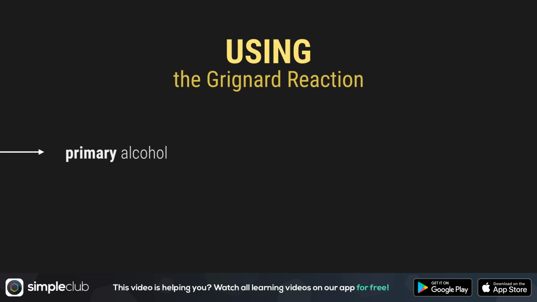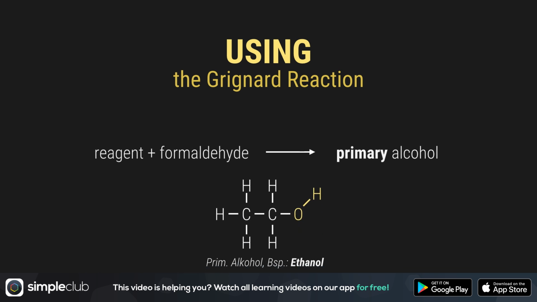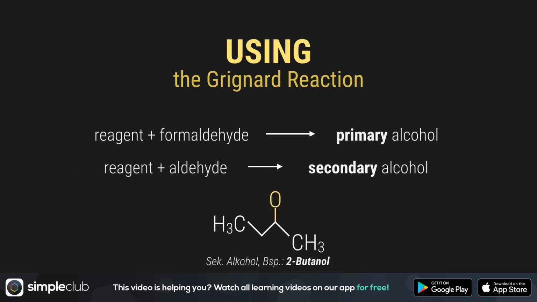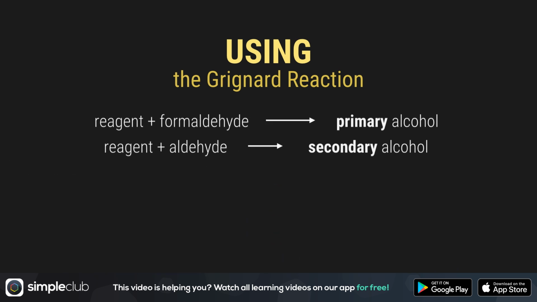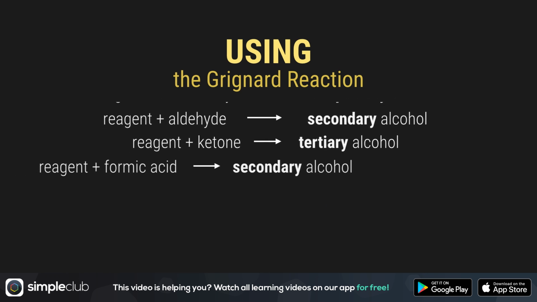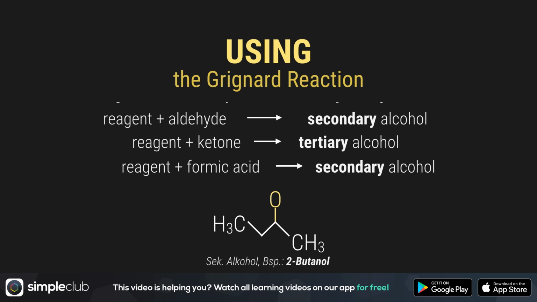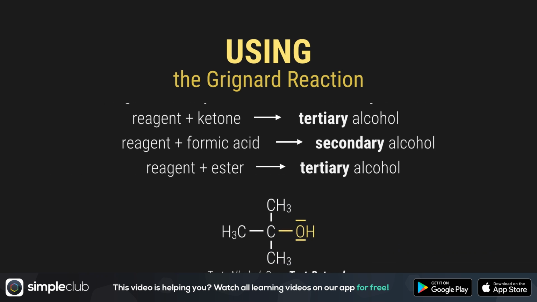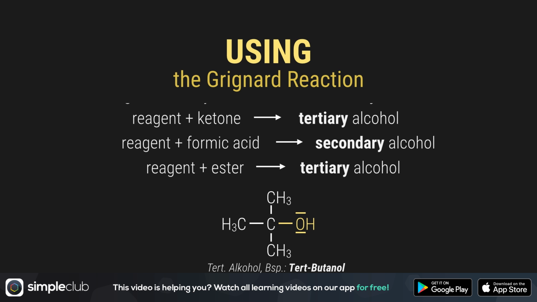So, the Grignard reagent and formaldehyde gives us a primary alcohol. With all the other aldehydes, we get secondary alcohols. Ketones give us tertiary alcohols. 2 units of reagent plus formic acid ester gives us a secondary alcohol, and all other esters plus 2 units of reagent gives us a tertiary alcohol.